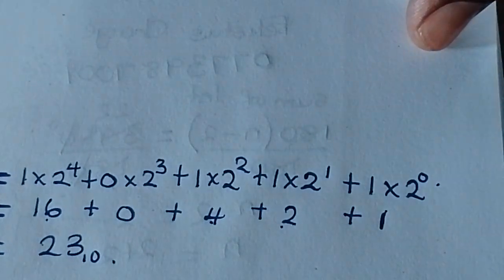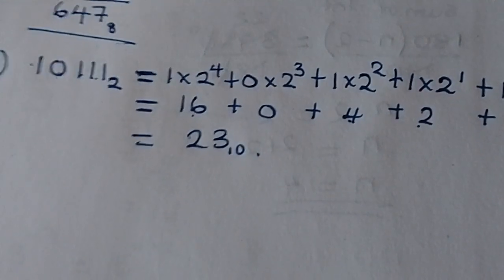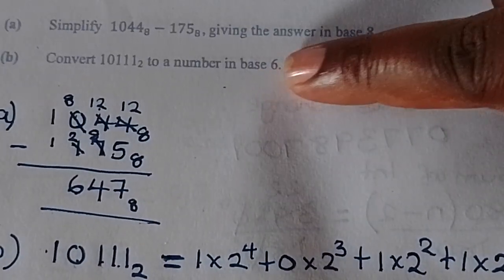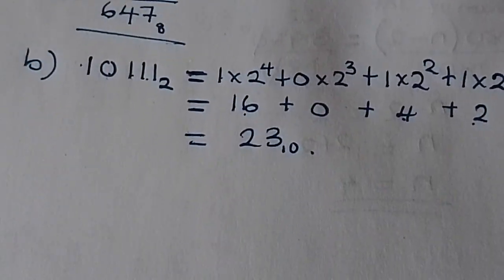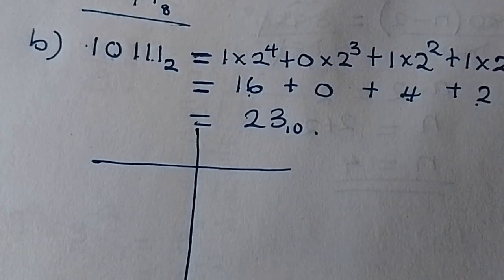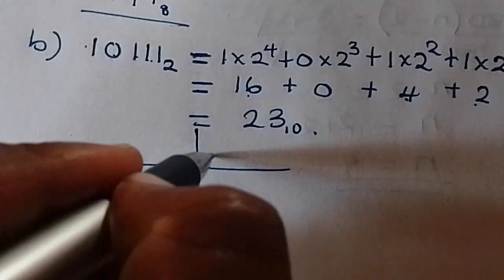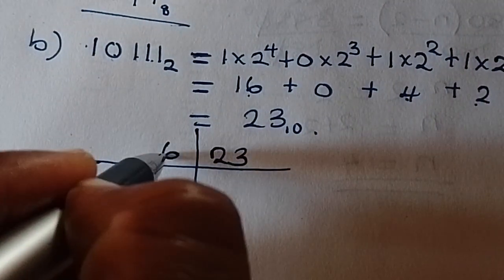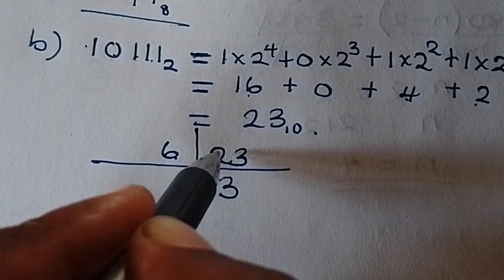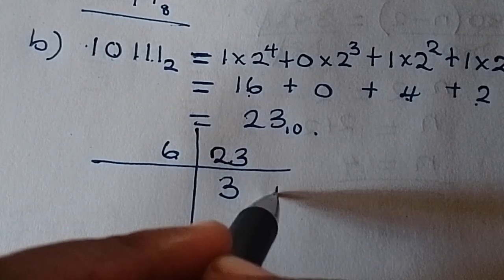Then we convert that 23 base 10 to base 6. Remember, we have to convert it to base 6. To convert it to base 6, we divide by the base we intend to get to. So it's 23 divided by 6. 6 into 23 is 3, remainder 5.